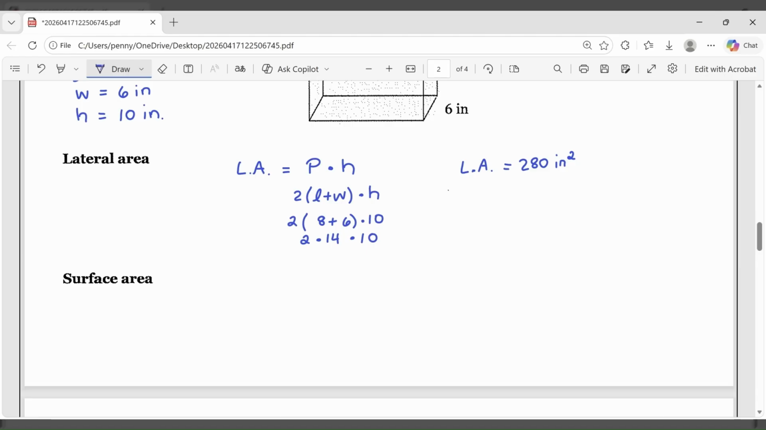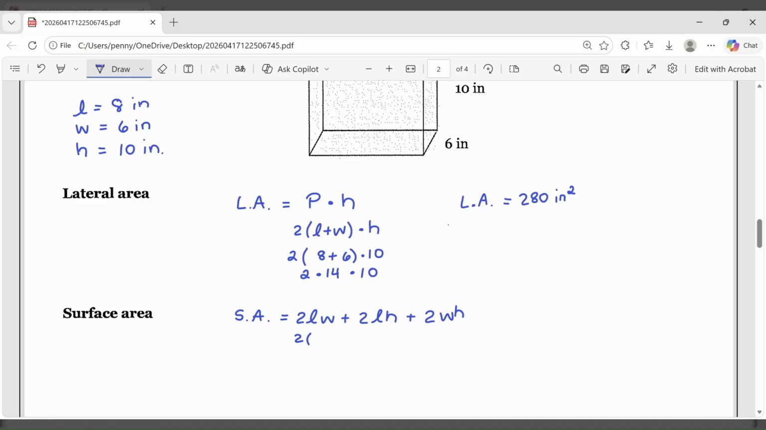All right, for surface area, our formula is 2LW plus 2LH plus 2WH. So I have 2 times, our length was 8, times height, times width, which is 6. Then we have 2LH, so 2 times 8 times 10, plus 2WH, so 2 times 6 times 10.